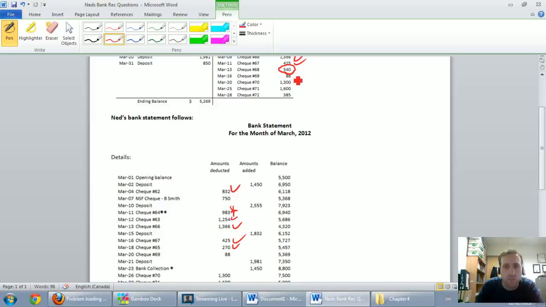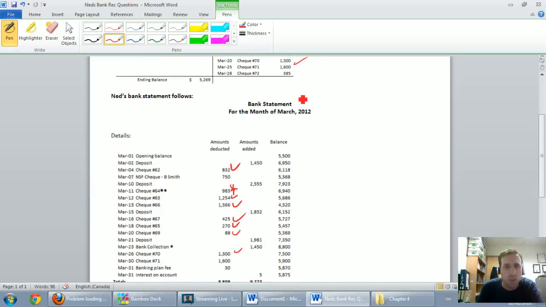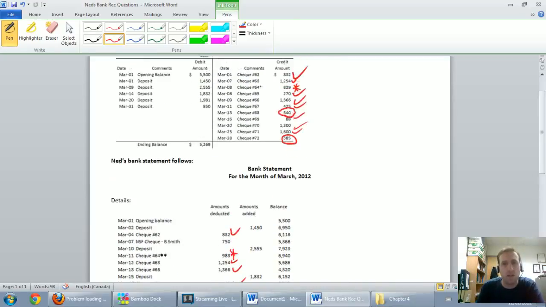Check 88 matches. Check 1300 matches. Check 1600 looks like it's going to match as well. And check 72 for 385. I don't see any 385s there, so I'm going to circle that. Okay, so it looks from my list like I have two outstanding checks, and I have that one weird check, but it was my mistake, not the bank's mistake. So I'm not going to put it on the bank side of this bank rec.